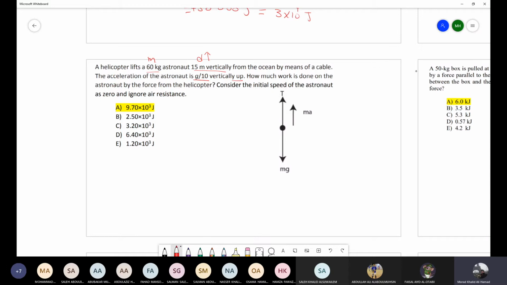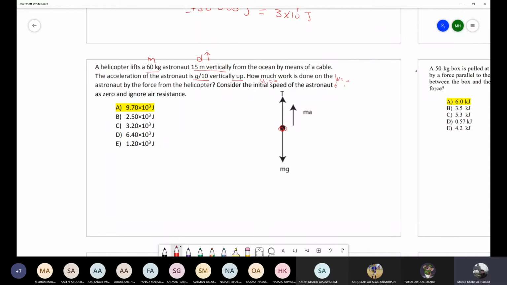How much work is done on the astronaut? He's looking for the work from the helicopter, so we need the work due to the helicopter. Consider the initial speed, V initial, is equal to 0, and ignore the air resistance. Here we have an astronaut. The forces acting on this astronaut are mg down, and the tension due to the cable. And the acceleration is upward, which is the direction of the distance.